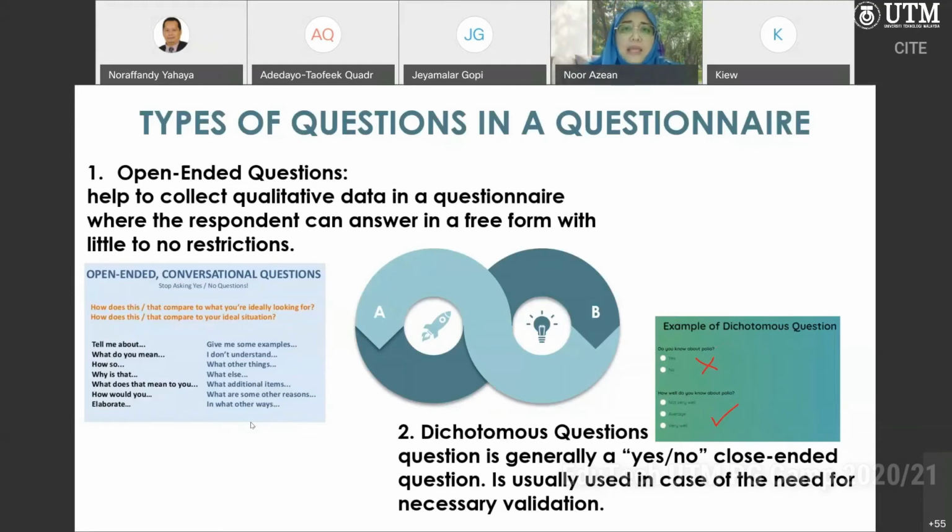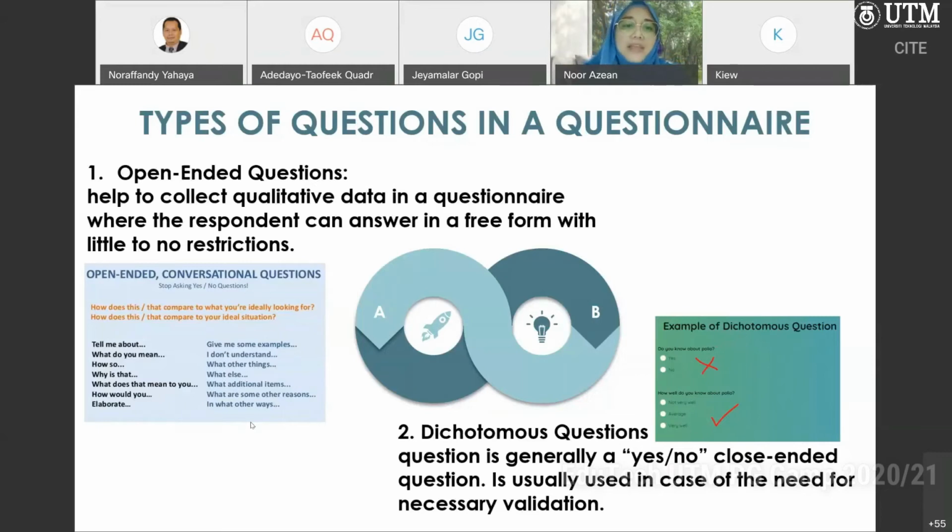Some of the widely used types of questions, the first one, we have the open-ended question. The open-ended question helps to collect qualitative data in the questionnaire, where the respondent can answer in a free form with little to no restriction. So this is the open-ended question. They can just answer, they can comment, etc.